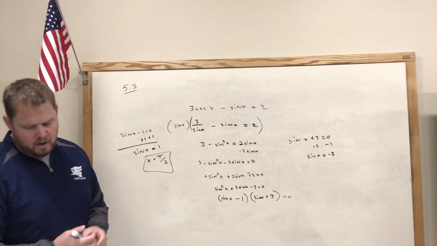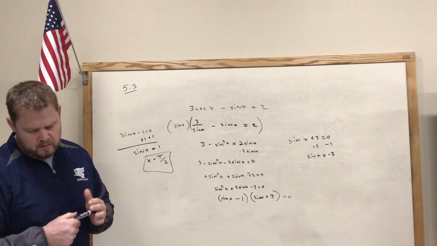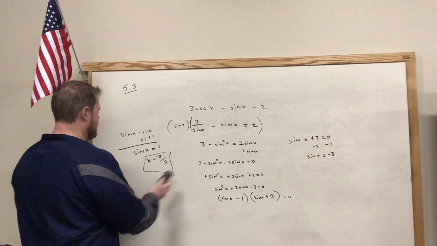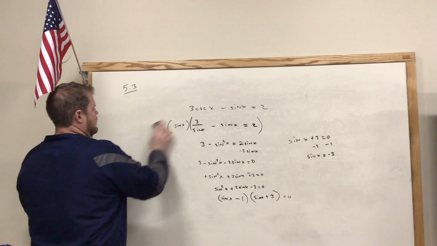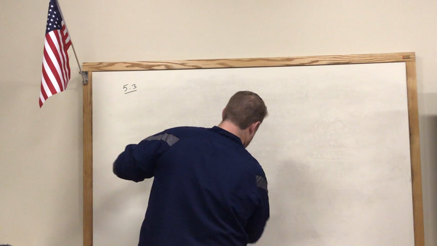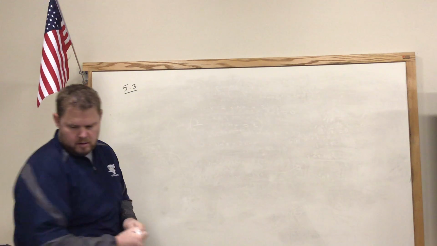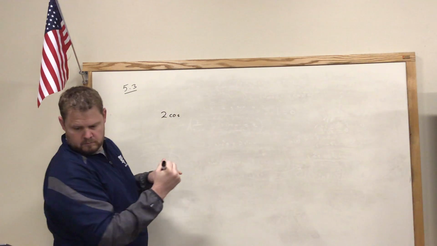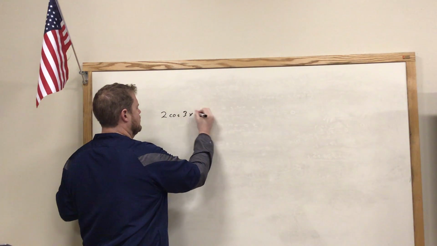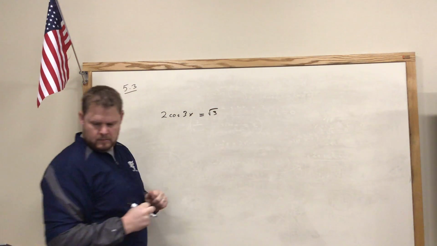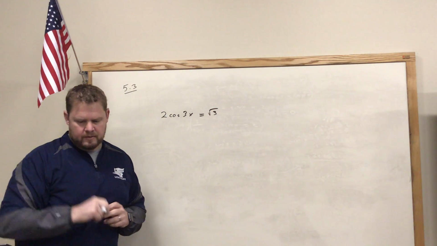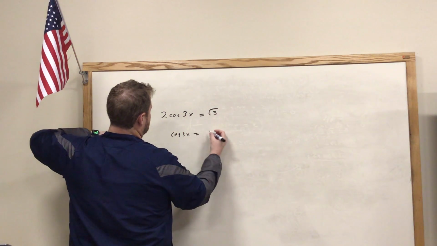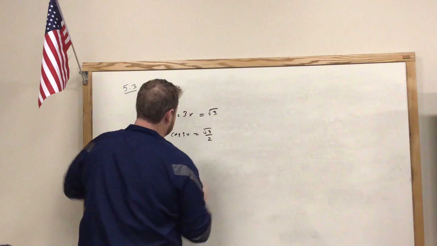All right, so let's try one more, solving a multiple angle equation. So this is going to be a little more difficult. I'm going to add just a tiny bit to it; this is what you would do. All right, here we go. 2 cosine 3x equals square root of 3. Okay, so first off, what do we do? We're going to get cosine 3x equals square root of 3 over 2.